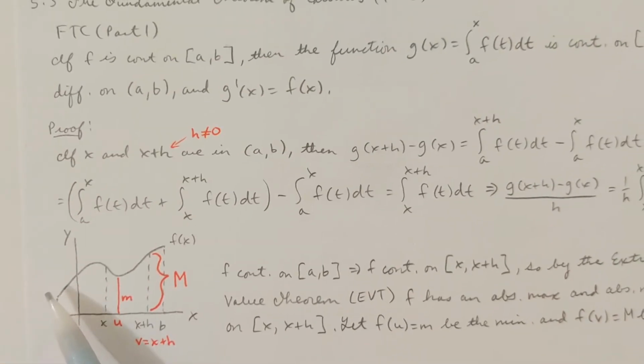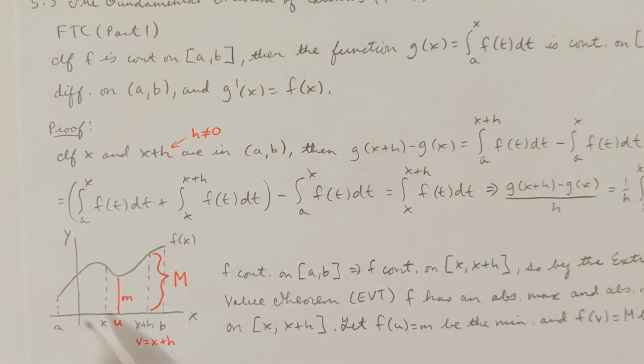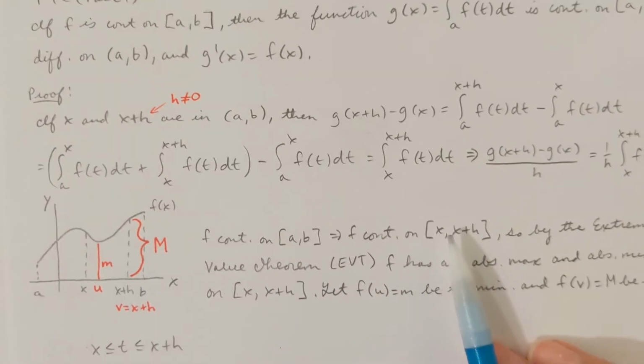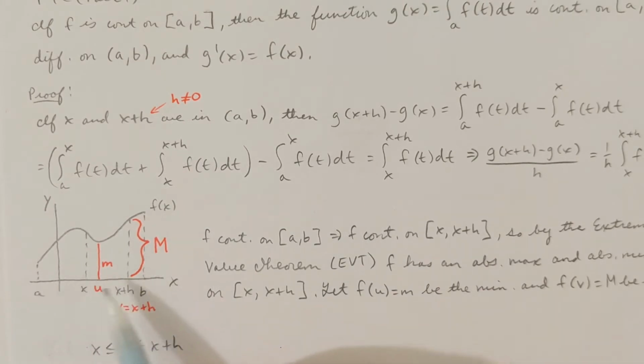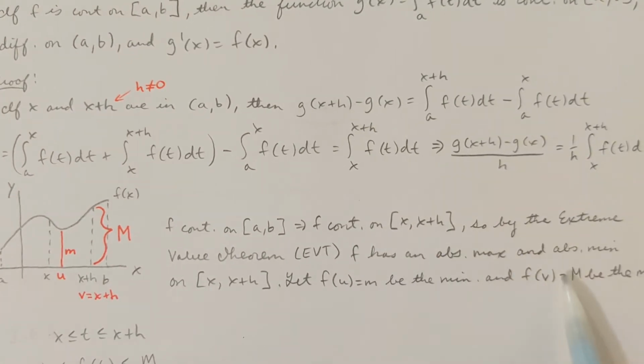I've got a function f that is continuous on some closed interval ab. Okay, so I've marked out a and b. There's no holes, there's no vertical asymptotes, right? And so because f is continuous on the closed interval ab, f would be continuous on any interval inside of ab, right? x and x plus h are two numbers that are inside of this interval. So of course f is going to be continuous on the closed interval x to x plus h.